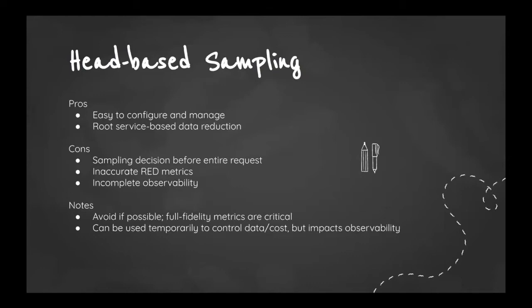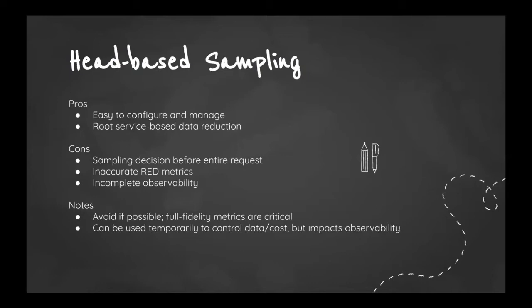Now, the cons are, well, I didn't wait for the entire request to complete, so I don't know if I'm making an educated or a smart sampling decision. I'm just making one very early on. Another very big problem is that if I'm making a sampling decision at the beginning, then I probably won't have accurate RED metrics because I'm not looking at all of the calls. I'm not collecting all of that data. The net result is really incomplete observability. Not only have I reduced the data and probably don't have representative sets for the things that I care about, even my RED metrics are not 100% accurate because I'm not analyzing all that data.